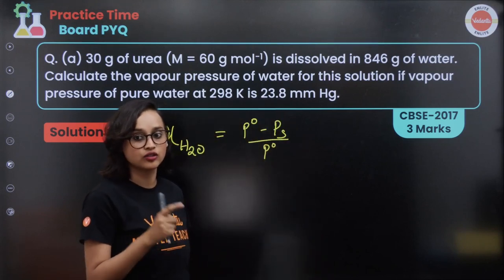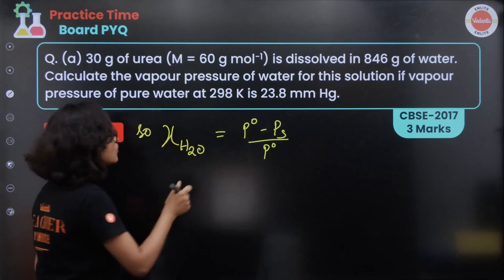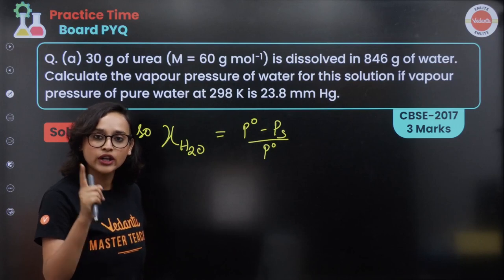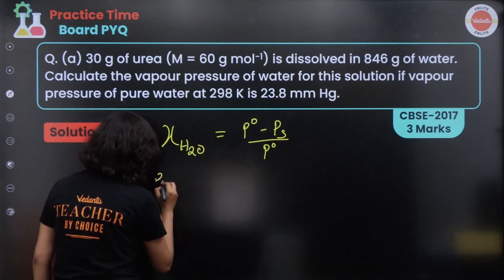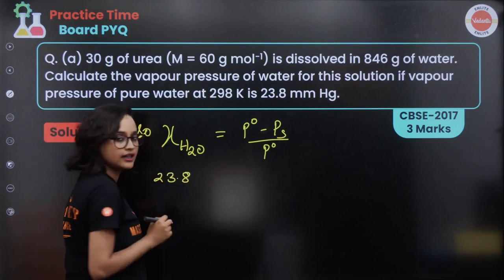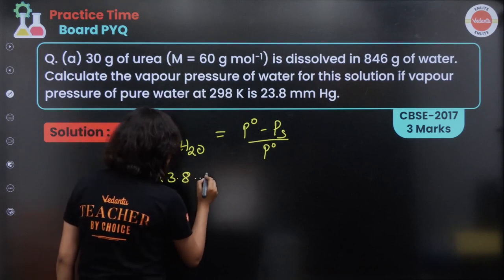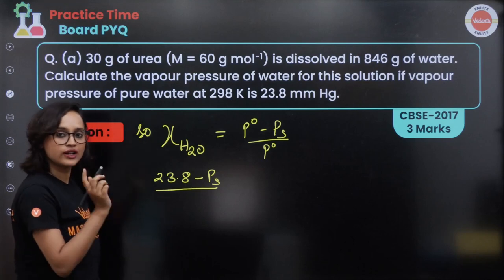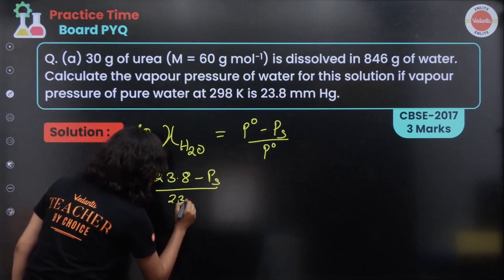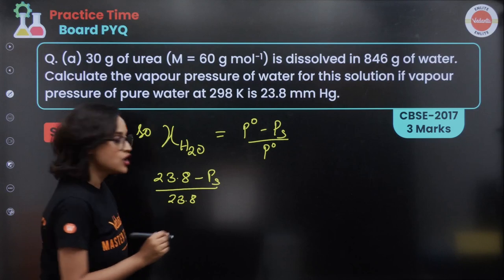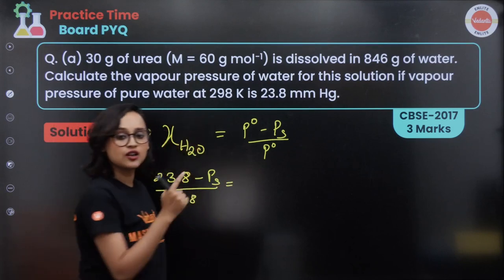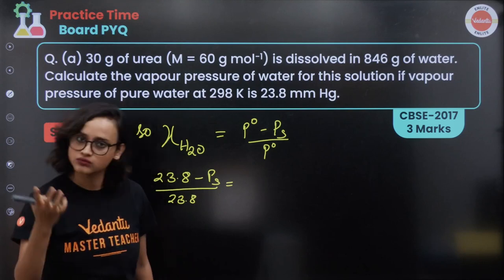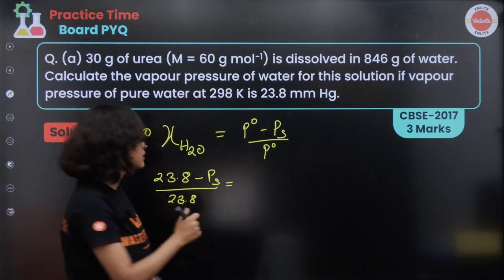That means, let's write it down, okay? See, check it out. What is written? 23.8, okay? So let's write it down here. 23.8 minus PS. We do not know PS. Again, P0 is given to us. That is 23.8, correct? Now, that is equal to W1 into M2 divided by M1 into W2, correct? That is the reverse form. Exactly.